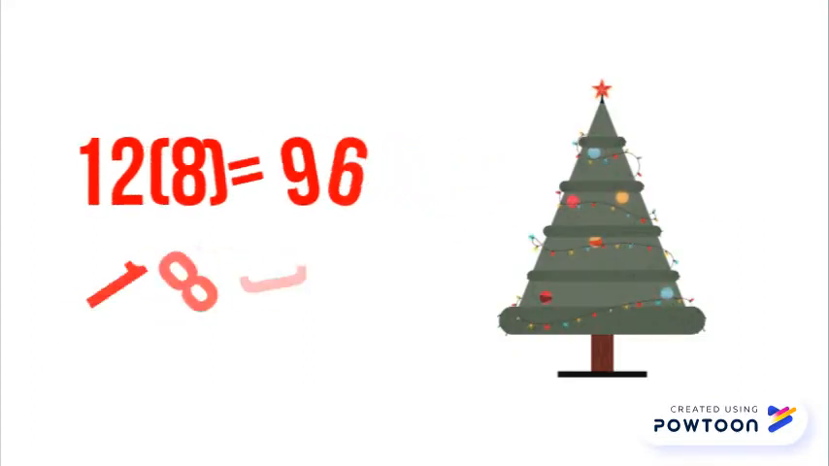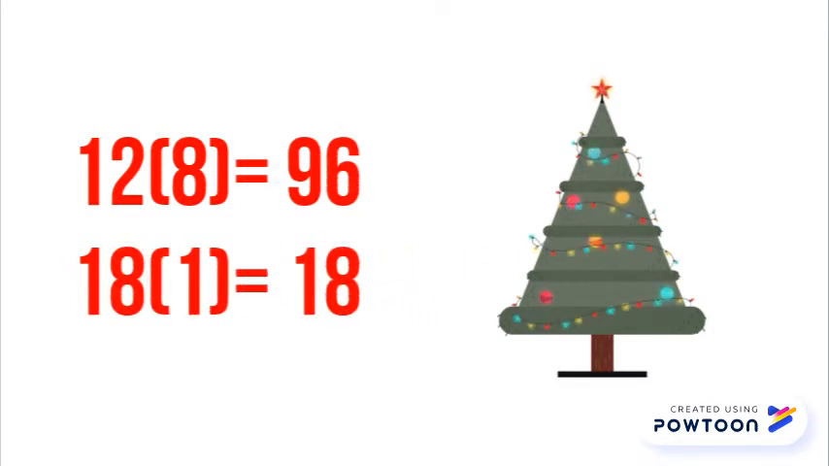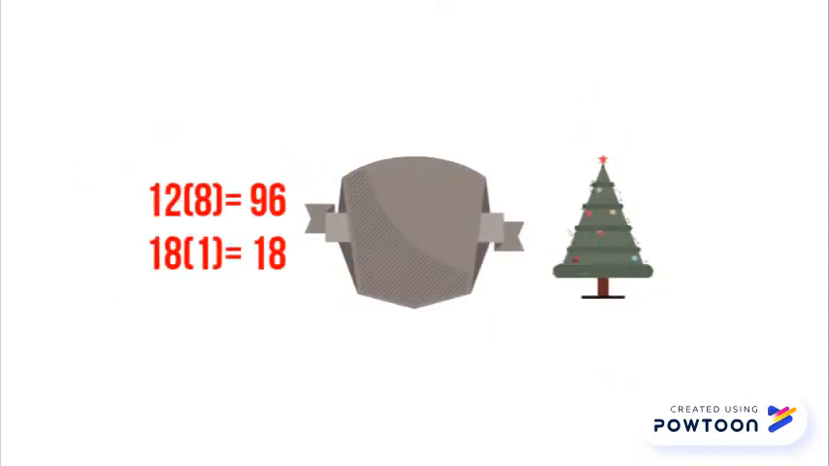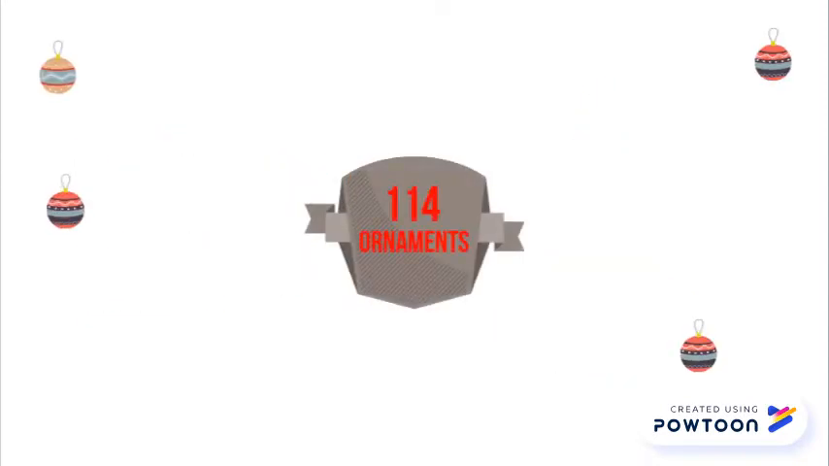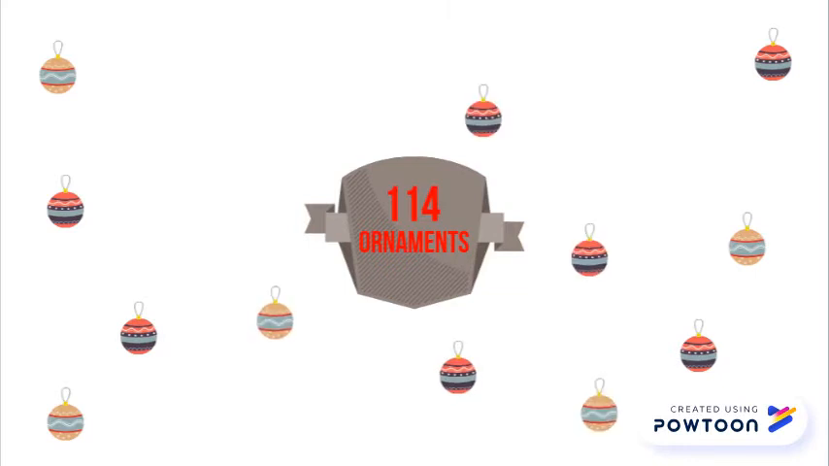12 times 8 is 96, and 18 times 1 is 18. So when these two values are added together, it makes 114. Meaning Bobby and Susie need 114 ornaments to make sure their tree is the prettiest in the neighborhood.